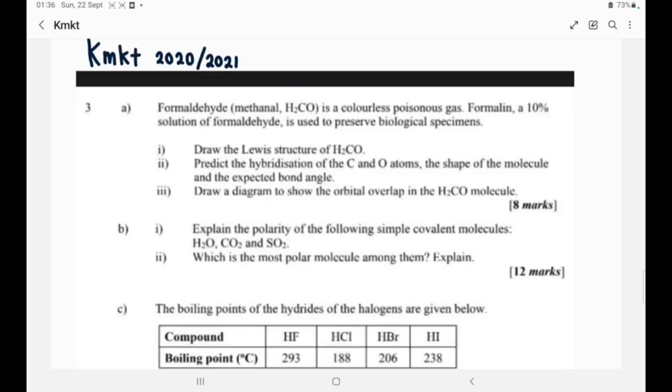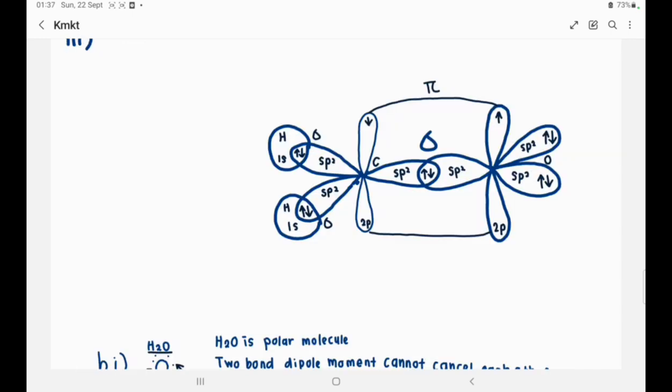We go to (iii). The question is, draw a diagram to show the orbital overlap in the H2CO molecule. To make it easier to draw the overlapping orbitals, you can draw the orbital diagram for the central and terminal atoms. So it is easier to draw the overlapping orbitals.